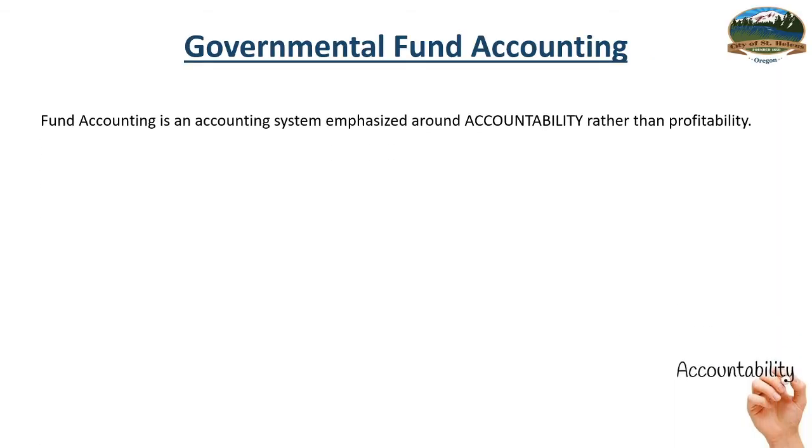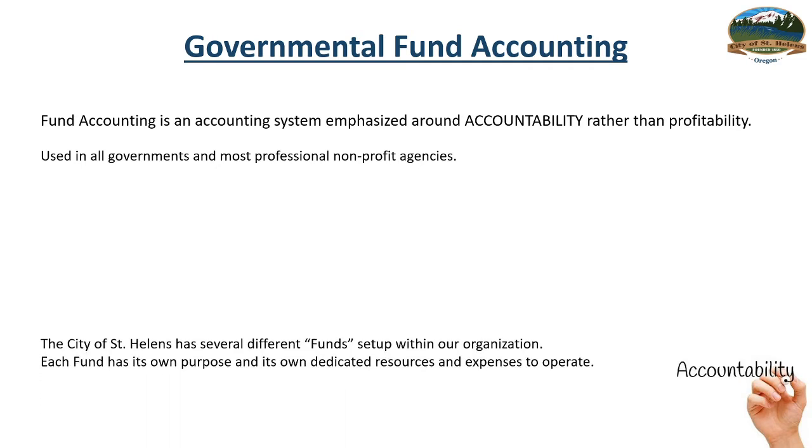The most important thing to remember about how governments create a budget is that they emphasize accountability rather than profitability. The goal of most businesses is to make money. That is never the goal of government. Governmental fund accounting shows accountability to the community that the government serves. This includes documenting all the revenue that comes into the organization, as well as the money that the organization spends. Fund accounting is used in all governments and most professional and large nonprofit organizations.